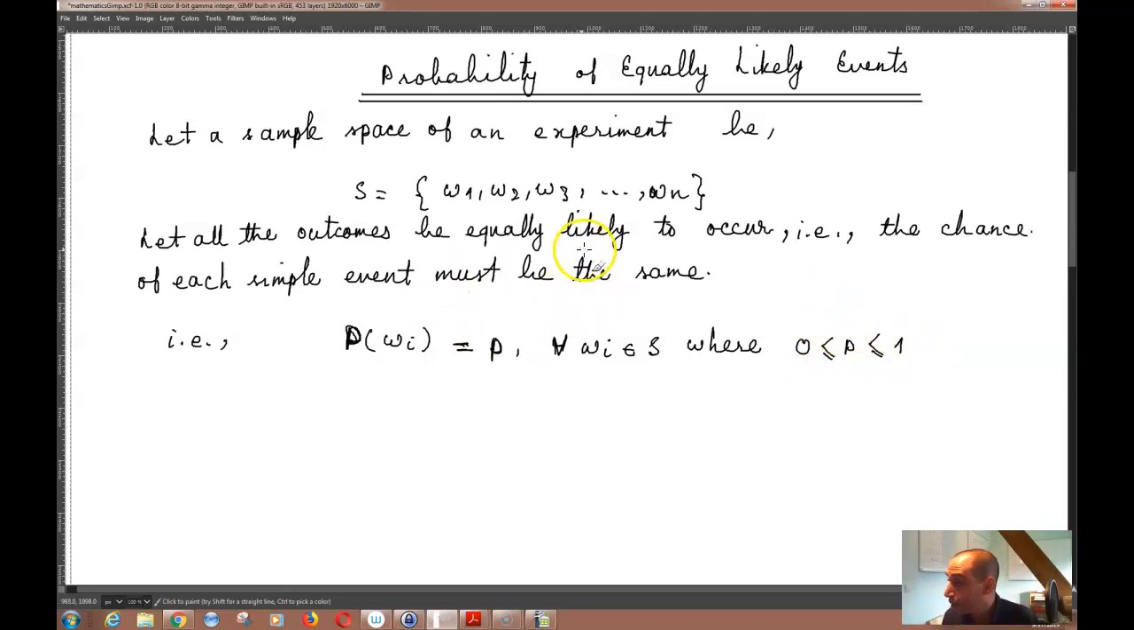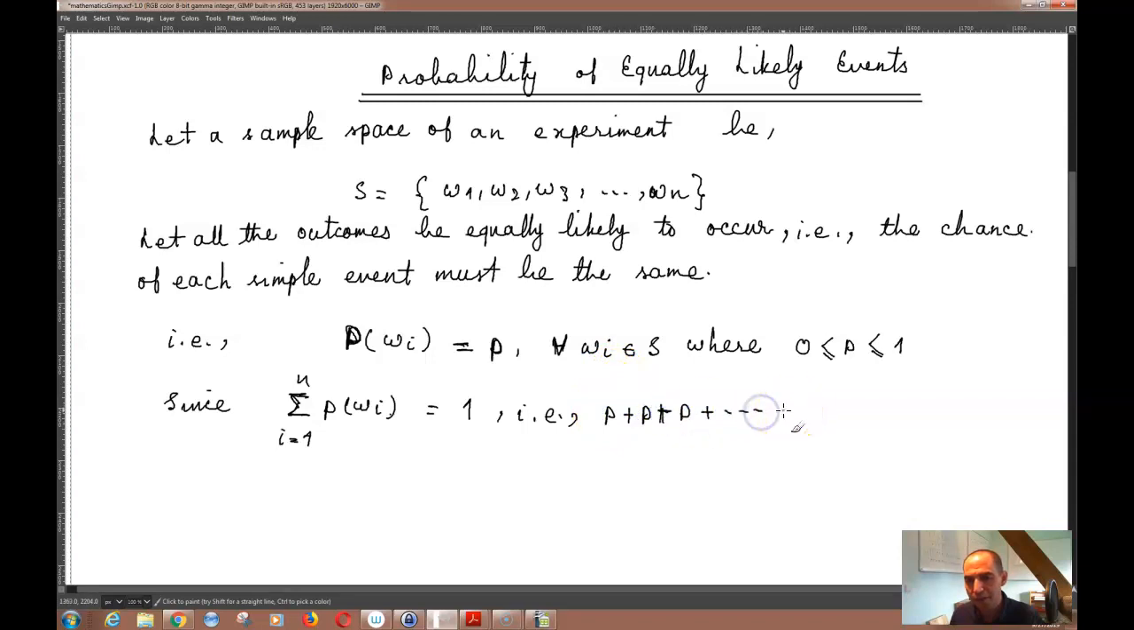So that makes sense. Now, since the sum of P of omega i, as i goes from 1 to n, is equal to 1, that is p plus p plus p, n times, is equal to 1, then that means that n times p is equal to 1, which means that p is equal to 1 divided by n.